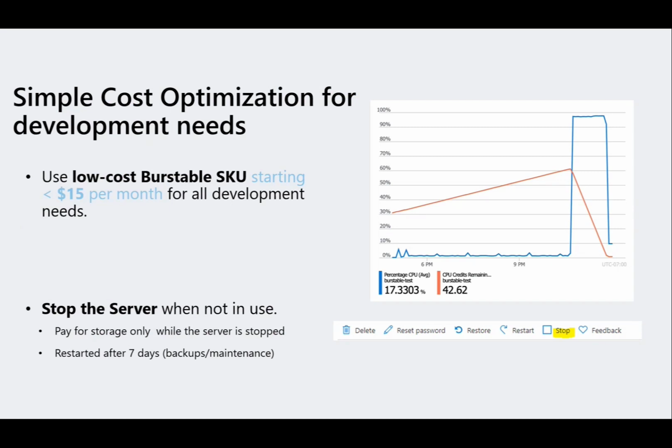Cost optimization. For a lot of our partners and developers, it's very important. They want to optimize their costs using the platform. For that, there are a couple of things. Number one is the burstable SKUs. The least expensive ones start at less than $15 a month to this day, for all the development needs, right? So you can set up something pretty small, make sure you can run it, and test your code for less than $15 a month.